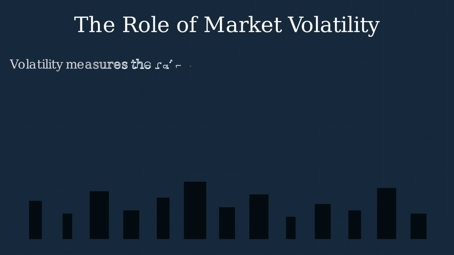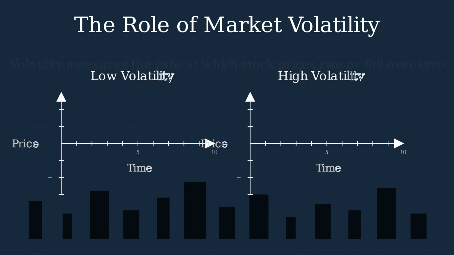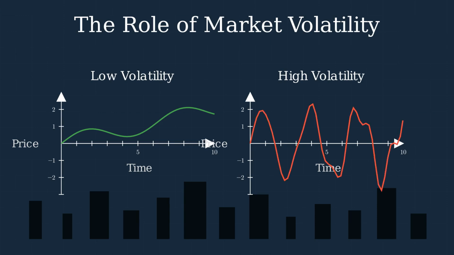Market volatility measures how quickly and significantly stock prices change over a specific period of time. Let's compare low and high volatility markets. Low volatility markets show gradual, predictable price changes. High volatility markets, on the other hand, experience rapid and significant price swings, making them less predictable and potentially riskier.